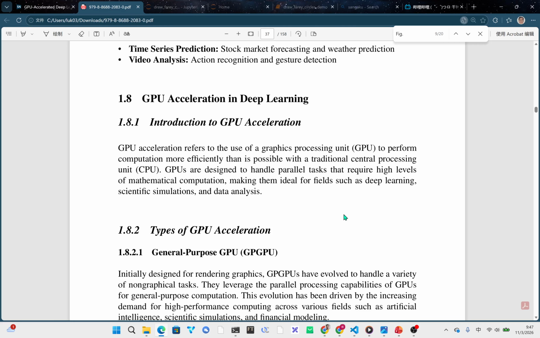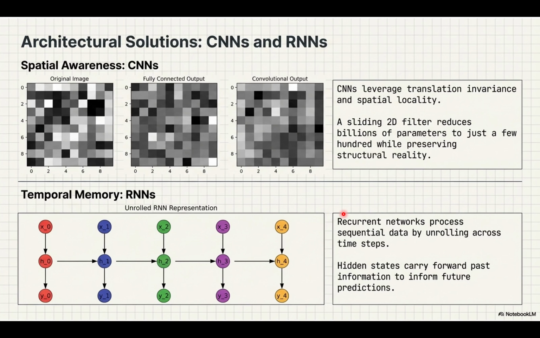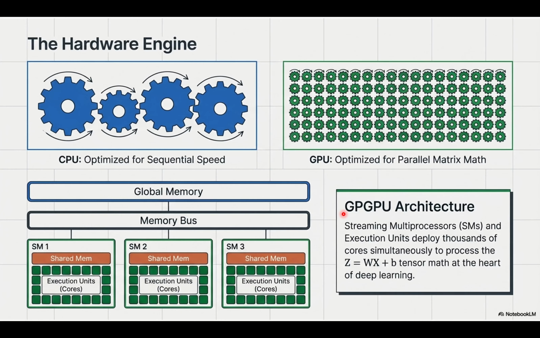It comes down to architectural differences. A central processing unit, a CPU, is designed like a brilliant high-speed executive. Oh, yeah. It executes complex tasks sequentially, one at a time, really fast. But deep learning doesn't need one complex task. It requires millions of simple calculations. Right, like multiplying those grids of numbers that don't depend on each other. General-purpose GPUs are perfect for this. While a CPU might have a dozen powerful cores, a GPU has thousands of smaller, simpler cores that can perform parallel math simultaneously.